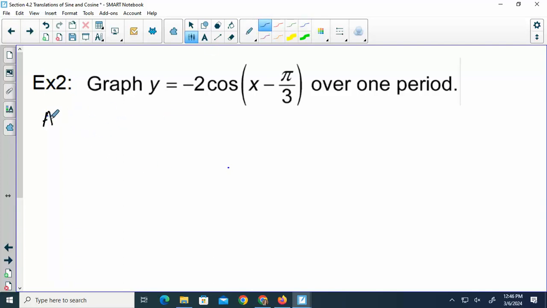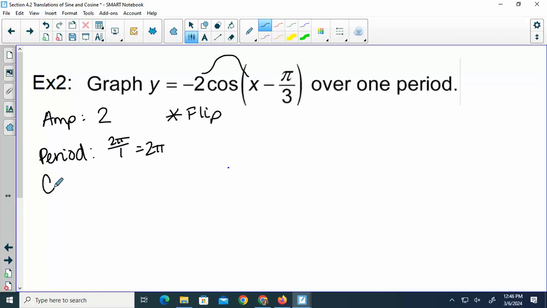What is the amplitude? Negative 2. That's your positive, so it's 2. Amplitude has to be positive, but the negative tells me what? Flip the graph. So we know cosine should look like that, but it's going to be flipped this time, so it's going to look like this. Period: 2 pi divided by the number in front of x, which is just a 1, so the period is 2 pi. Count by: period divided by 4, for the 4 quadrants, we get pi over 2.